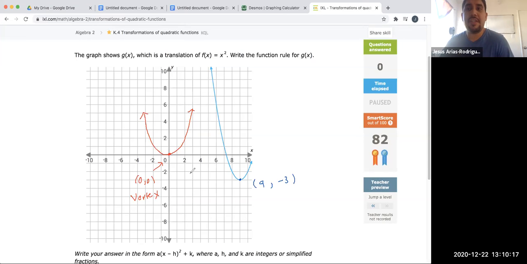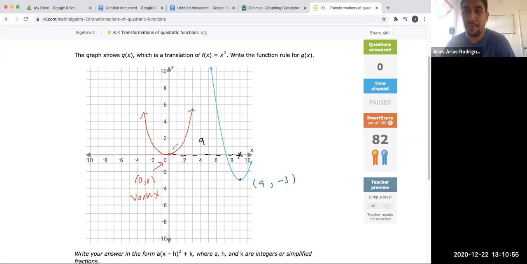Now, your question in your head at this moment should be the following. How can I get from the vertex of the mother function to the vertex of the function g of x? So we have to basically move around the coordinate plane to get to the second location. And the question is, how much or by how many units do we have to translate this vertex across the x-axis to get to this point? And the answer is basically 9.